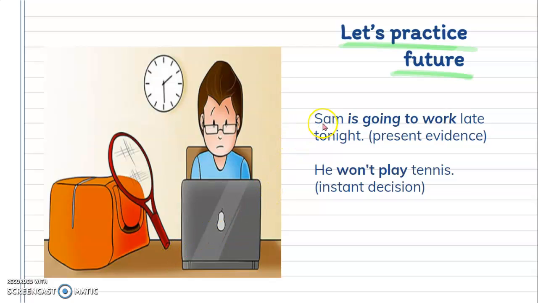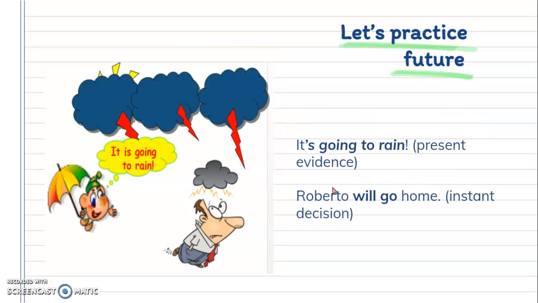Sam is going to work late tonight. We have present evidence. He won't play tennis. This is an instant decision. It's going to rain. This is present evidence. Roberto will go home. This is an instant decision.